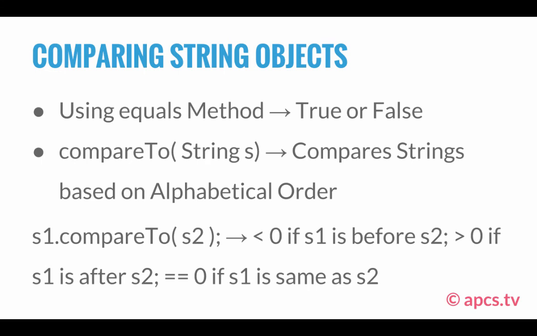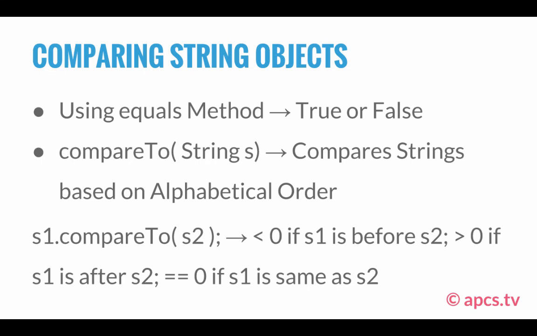So how you would use this is, let's say you have a string s1 and you have a string s2. So you'd go s1.compareTo(s2). If it's less than 0, that means that s1 is before s2 in alphabetical order. If it's greater than 0, s1 is after s2 in alphabetical order, and if it's equal to 0, that means that s1 is the same as s2. And that's another way to compare when you want to put them in alphabetical order.